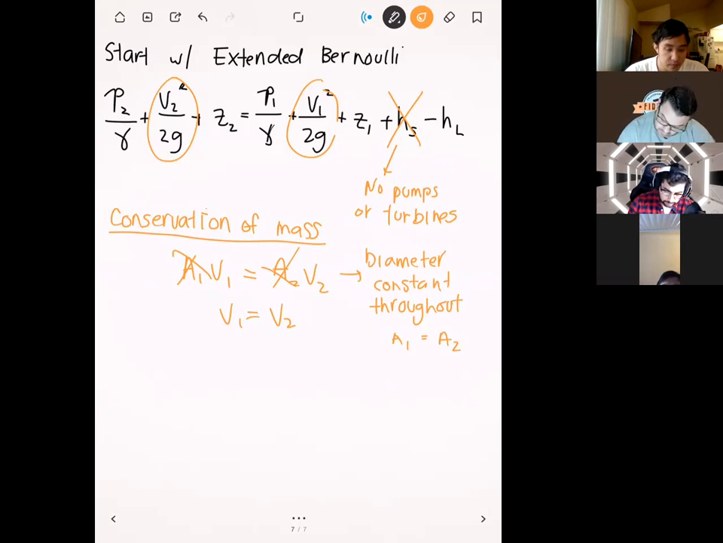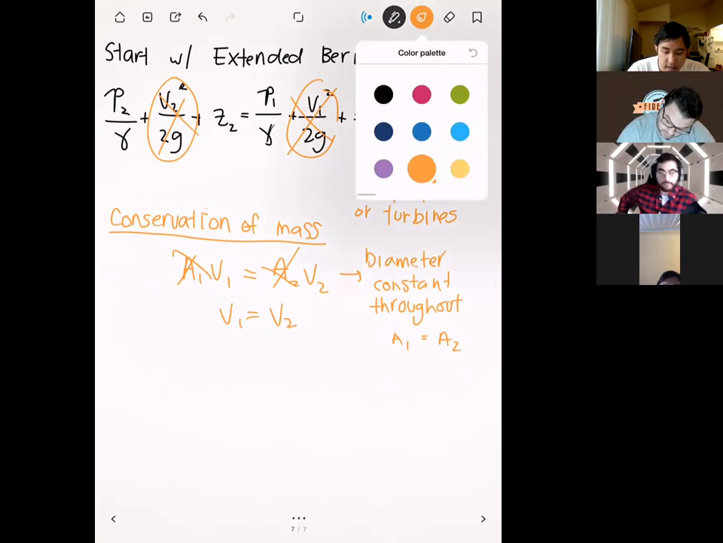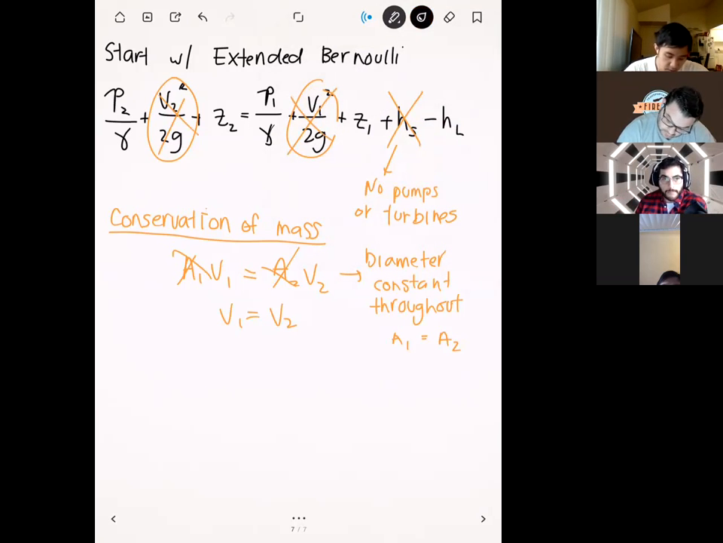And so if V1 is equal to V2, then these two terms are just going to cancel out because they have the same magnitude. Once we do that, we can simplify this expression and solve for P1 minus P2.